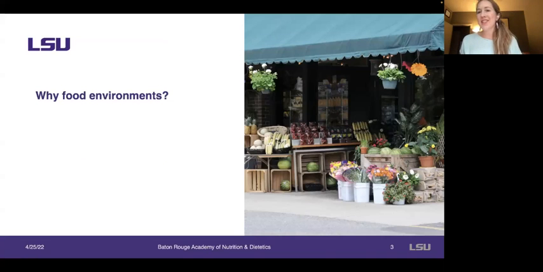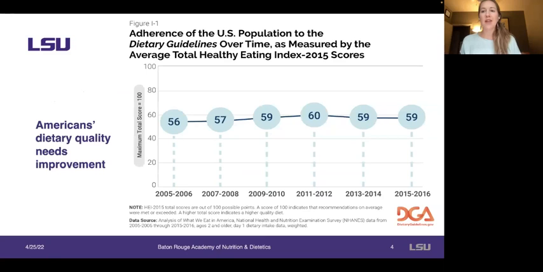So first, I'd like to answer the question, why food environments? Why should we focus on the settings where people purchase or can access foods? And of course, all of us are RDNs or RDNs to be on this call. And so we know that Americans' diet quality or their food and beverage purchases could be more aligned with dietary guidance. And this hasn't really changed much in the last 10, 20 years.